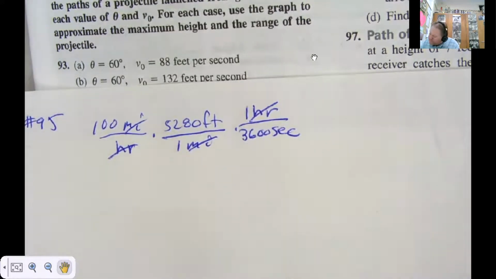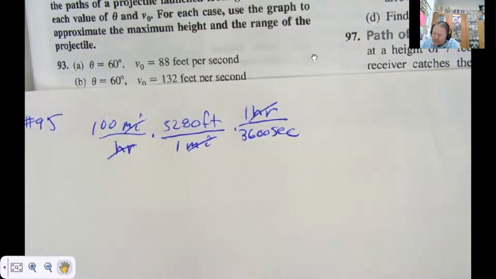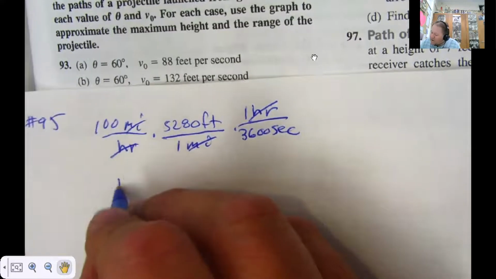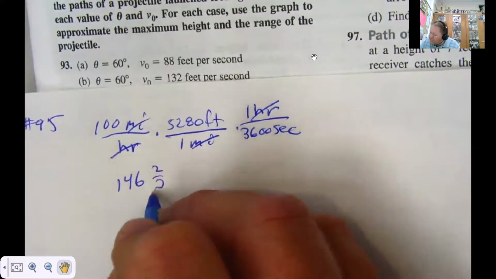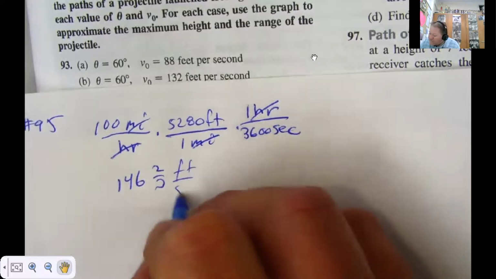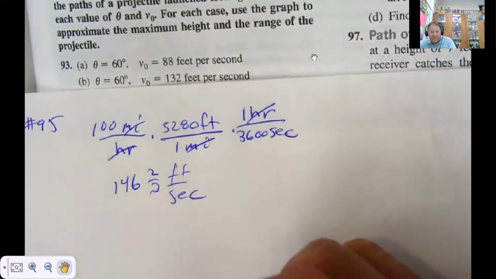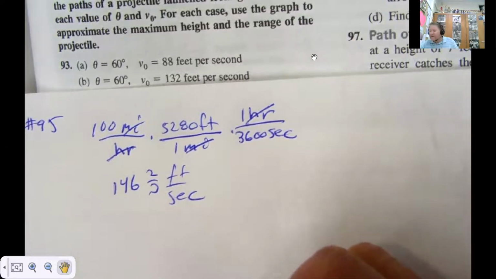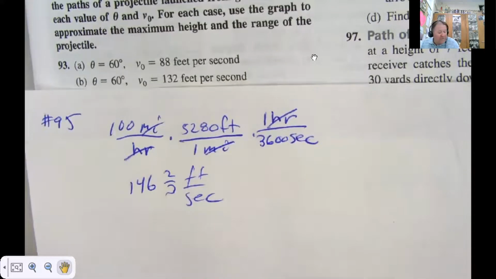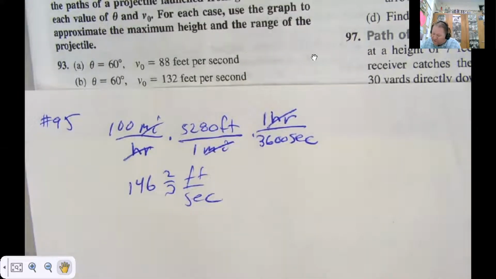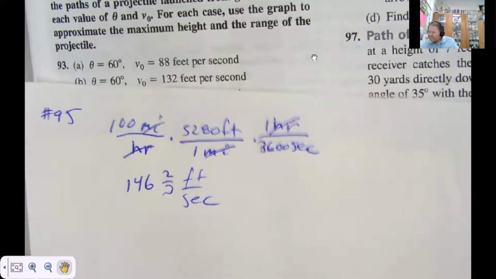It's going to be 100 times 5280 divided by 3600. And it is 146 2/3 feet per second. That thing is screaming off the bat. Well, 100 miles an hour, after all. All right. So actually, I'm going to store that value so it's an exact value. Store it in A. Here we go.